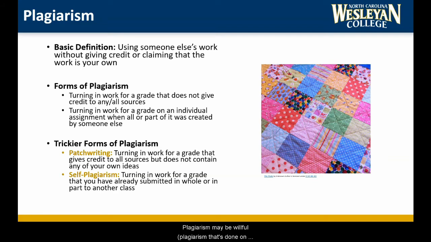Plagiarism may be willful, plagiarism that's done on purpose, or accidental, plagiarism that was unintentional. Accidental plagiarism usually happens when a student doesn't have enough knowledge about plagiarism or how to give credit to sources. It can also occur if a student has read a lot about their topic but hasn't taken careful notes on where they got their information. Because it's almost impossible for an instructor to know if plagiarism is willful or accidental, accidental plagiarism is still plagiarism and can lead to disciplinary action.